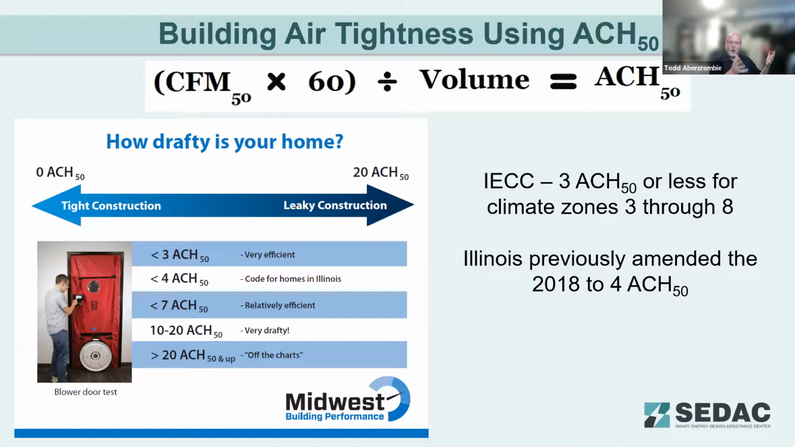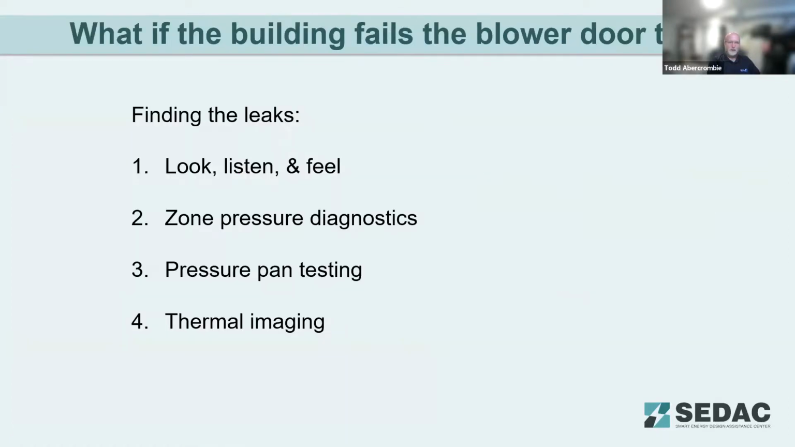For efficient homes, we obviously want to be on the left side of the scale, not on the right. Less than 3 ACH 50, of course, is considered very efficient. That would be code compliant today. Less than 4 is code compliant in Illinois based on the Illinois amendments to the code. And less than 7 is sort of efficient. This is more of an existing building kind of metric. And of course, when you're getting in the 10 to 20 range, you've got tons of problems. And theoretically, you could be over 20, but you're really off the charts. But again, roughly speaking, we want to be on the left side of the scale for code compliance and for efficiency.